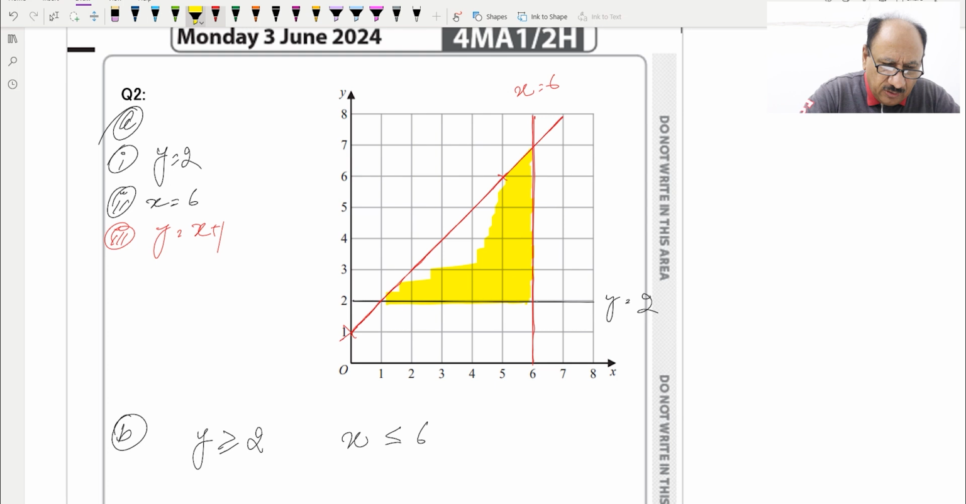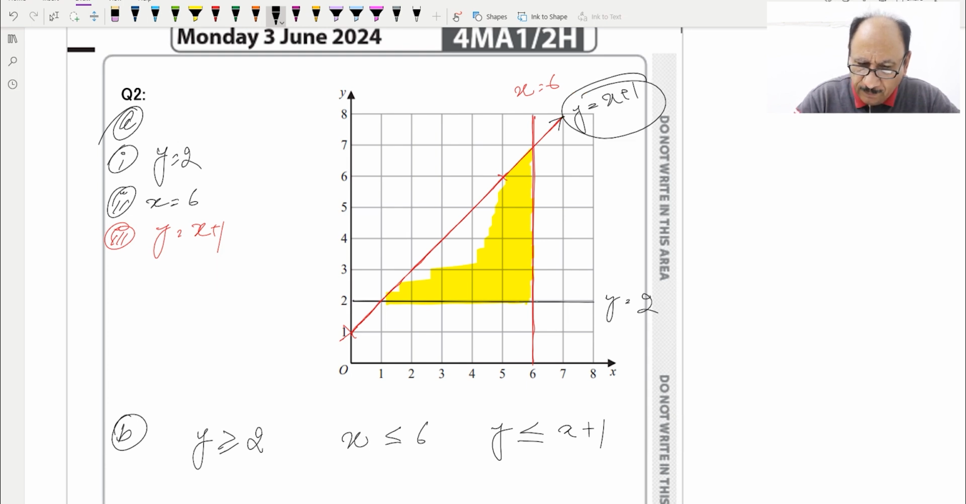Then the third inequality which they have provided is y is less than or equal to x plus 1. So y is equal to x plus 1 is this line which we are indicating, and less than is required. So greater than is not required.